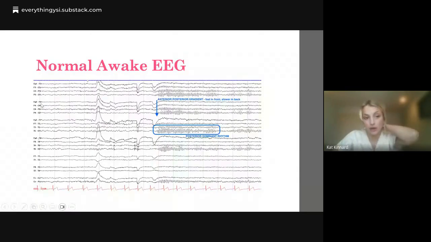If you look on the far left, they have the lettering. And so if you're looking at P3, P4, those electrodes, you see the posterior dominant rhythm. So that's that alpha rhythm we see whenever patients have their eyes closed and they're relaxed. And it's really healthy. That's one of the things we look for to make sure it's there.